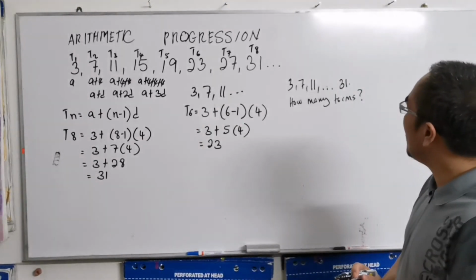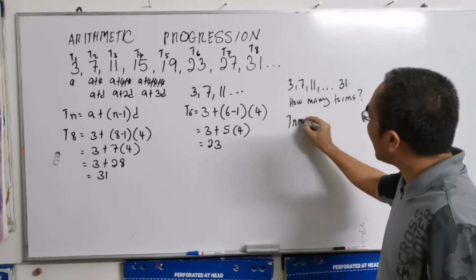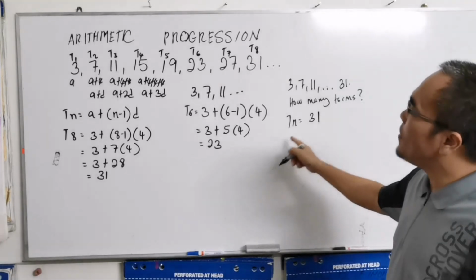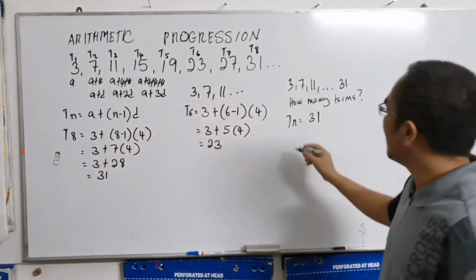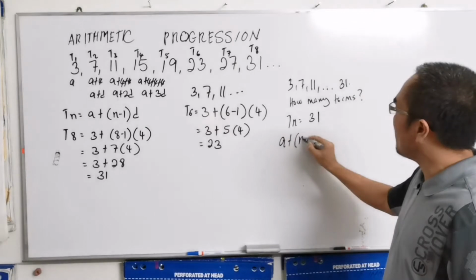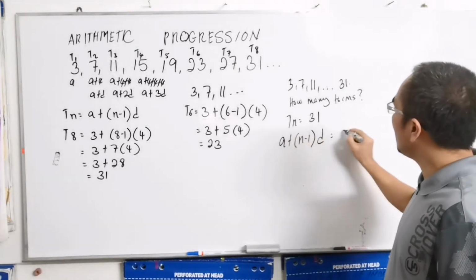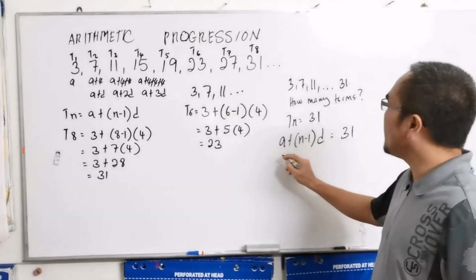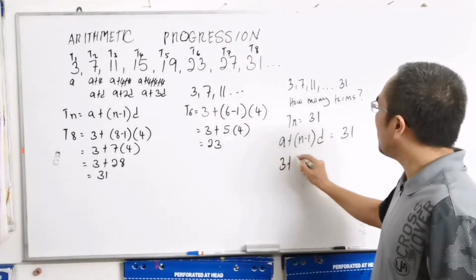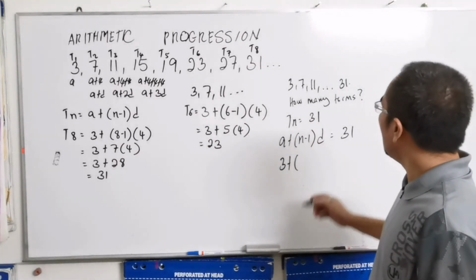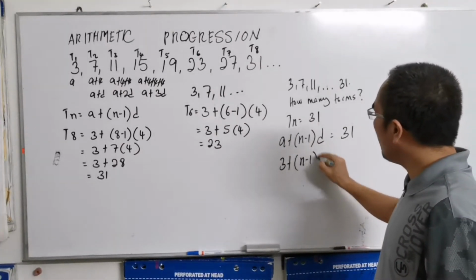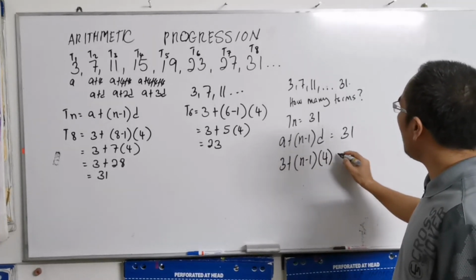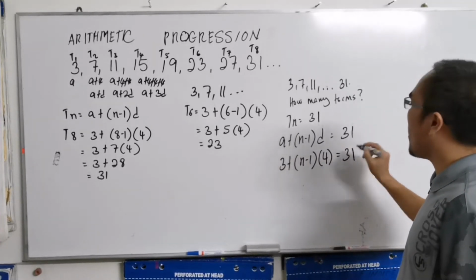So how do you do that? You have to say Tn equals 31, and then replace Tn with the formula A plus n minus 1 D equals 31. Replace the value of A, which is 3, plus n minus 1. In this case, we do not know what n is. And we know that D is 4, so equals 31.